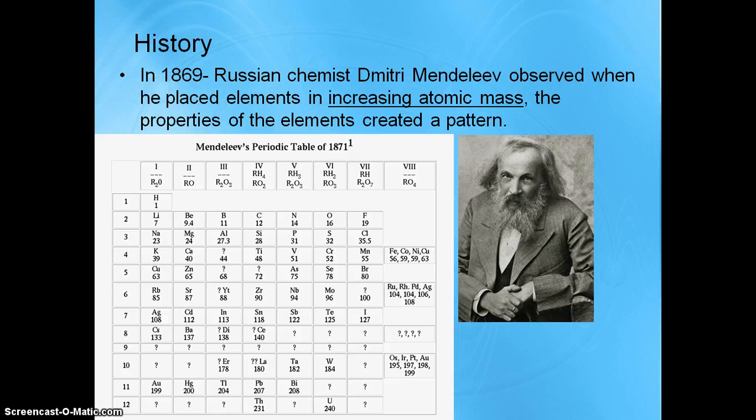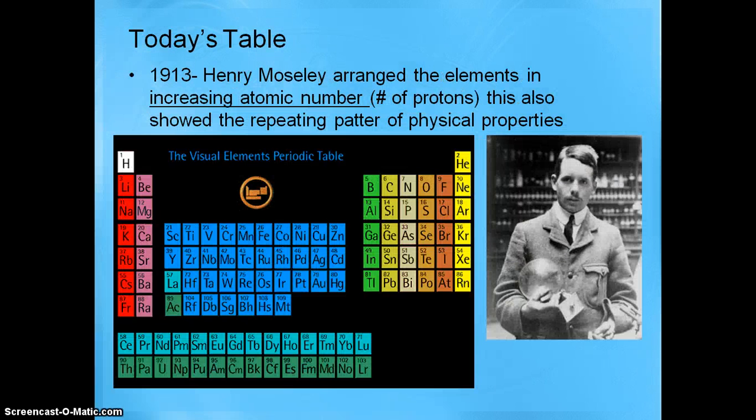So the first guy, Russian chemist Dmitry Mendeleev, observed when he placed elements in increasing atomic mass, the properties of the elements created a pattern. So this was 1869. This was one of his periodic tables. I think he created 2, maybe even 3 versions of his periodic table, at least. But please make sure that he did it by atomic mass, which is not what we use today. Today we use atomic number, which came from Henry Moseley.